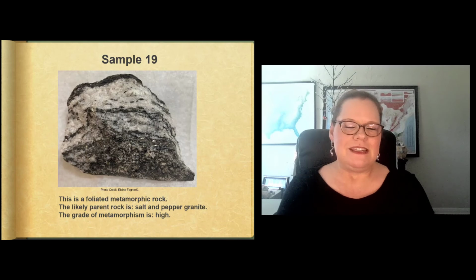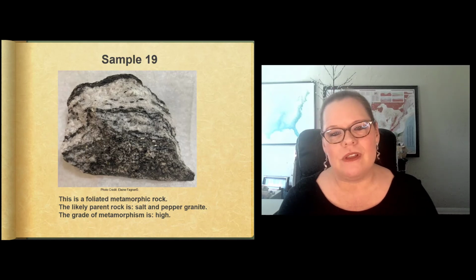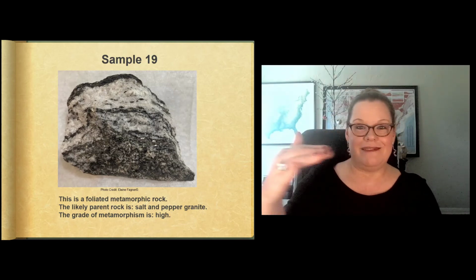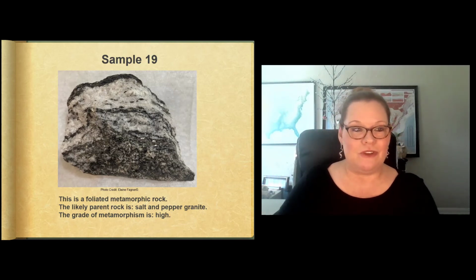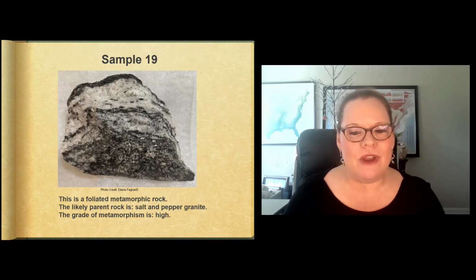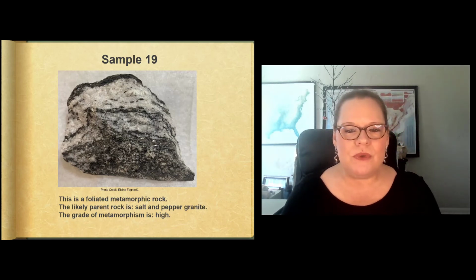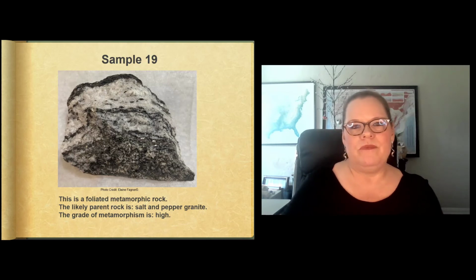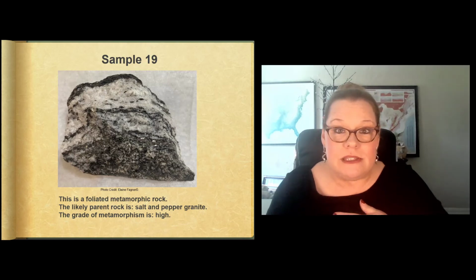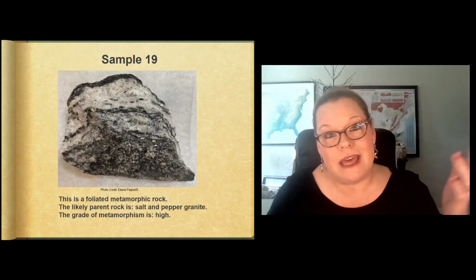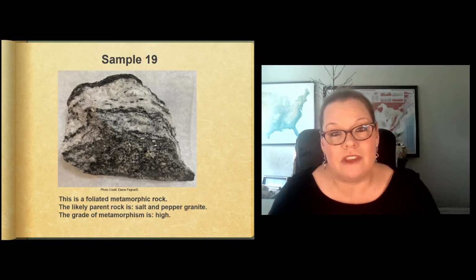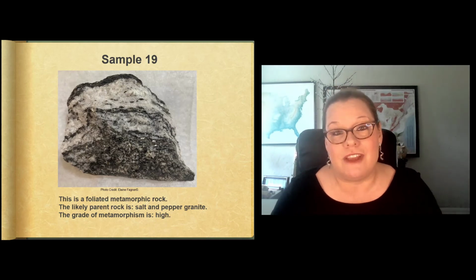All right, sample 19. How do I know this is foliated? I can see the crystals are aligned in a banded manner, and that's the key. So it's a high-grade metamorphic rock. It likely used to be salt and pepper granite in its prior lifetime before it got metamorphosed. And man, is that not beautiful. So if I had a choice and I was replacing my kitchen countertops, I would be making it out of stuff that looks like this because I think it's so beautiful.